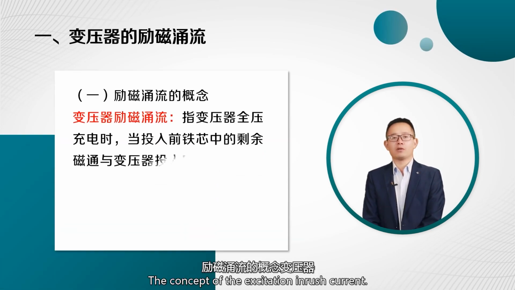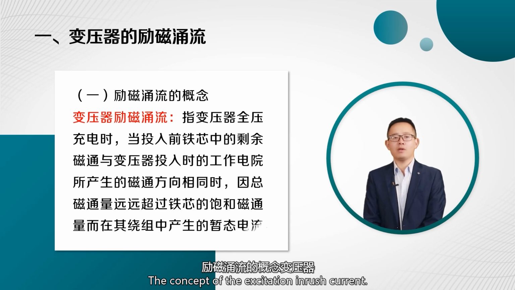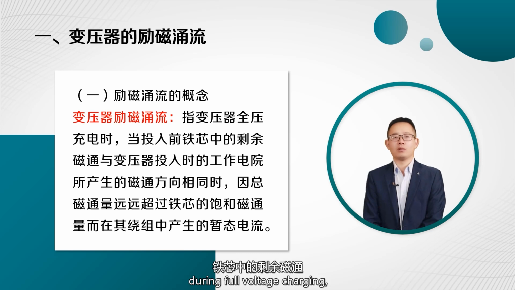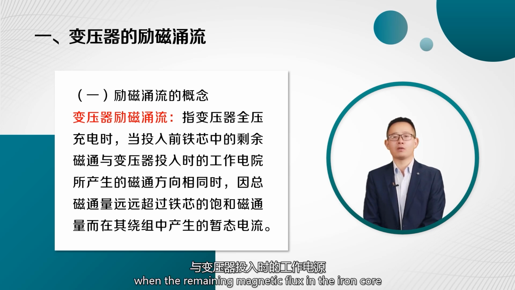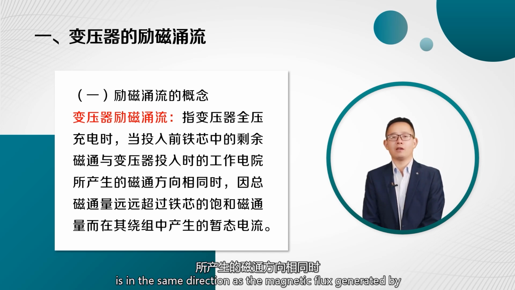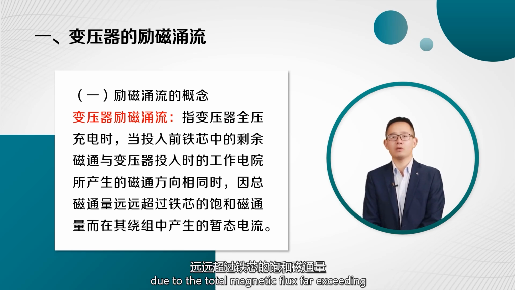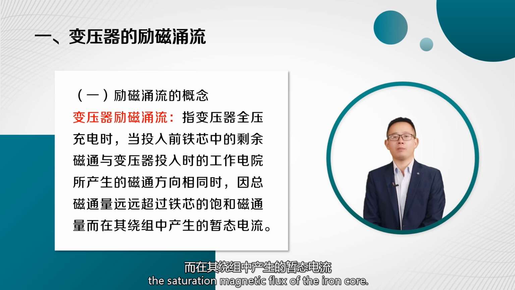The concept of the excitation inrush current. The excitation inrush current of the transformer refers to the transient current generated in the winding of a transformer during full voltage charging. When the remaining magnetic flux in the iron core before operation is in the same direction as the magnetic flux generated by the working power supply at the time of transformer operation, the total magnetic flux far exceeds the saturation magnetic flux of the iron core.